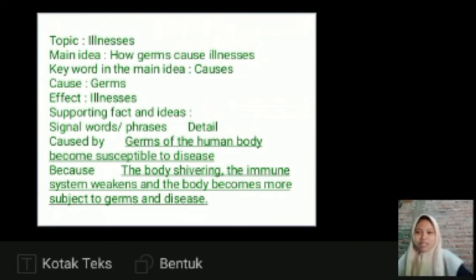Supporting facts and ideas: there are signal words or phrases and details. The signal word is caused by. The detail is germs make the human body become susceptible to disease. And then the signal word is because. The detail is the body suffering, the immune system weakens, and the body becomes more subject to germs and disease.